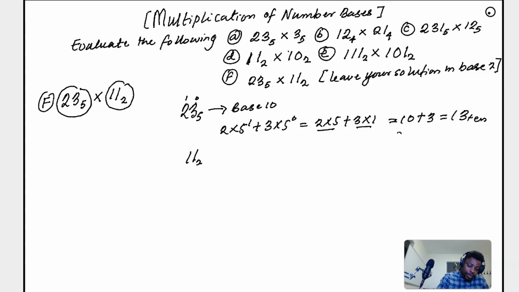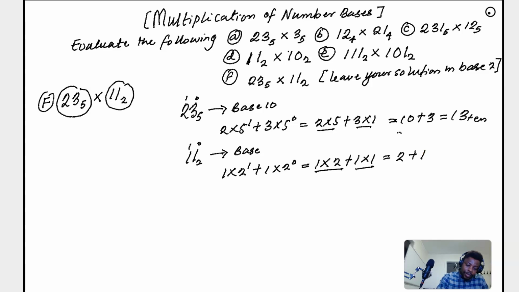11 in base 2. We are converting it to base 10. So this is 1 times 2 raised to 1 plus 1 times 2 raised to 0. This is 1 times 2, 2 raised to 1 is 2, plus 1 times 2 raised to 0 is 1. 1 times 2 is 2. 1 times 1 is 1. So this is 3 in base 10.